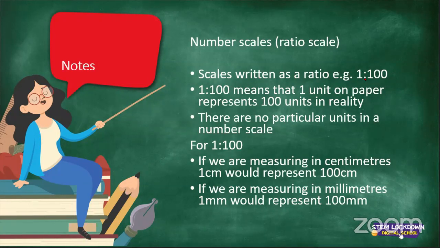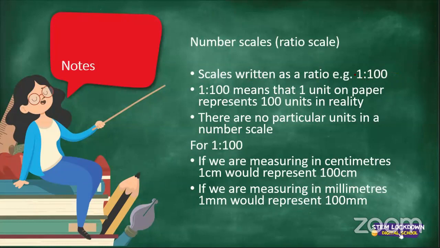1:2, and then a number. In this case, 1:100, right? 1:10, 1:20, 1:to anything. But it's a number. Numbers, that's why it's called a number scale. Sometimes it's called a ratio scale because it's written as a ratio, right? Obviously, in between there's a colon.